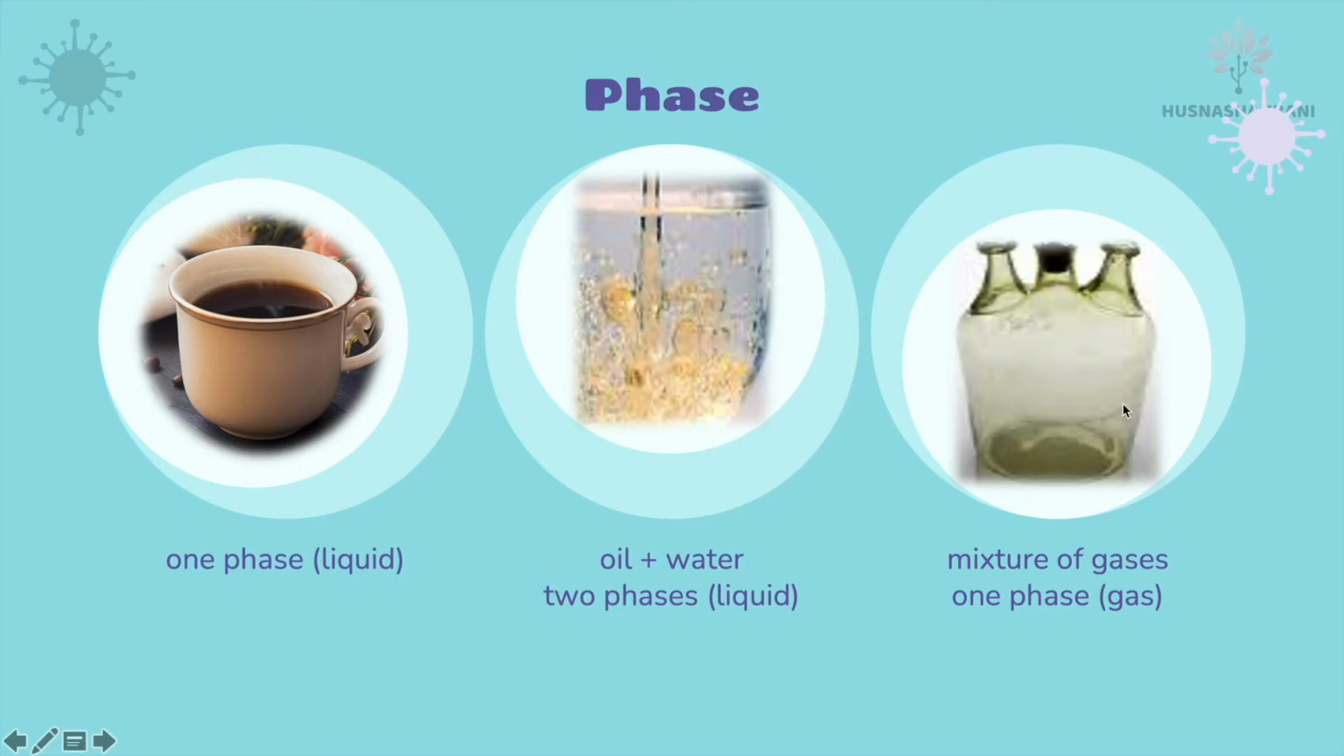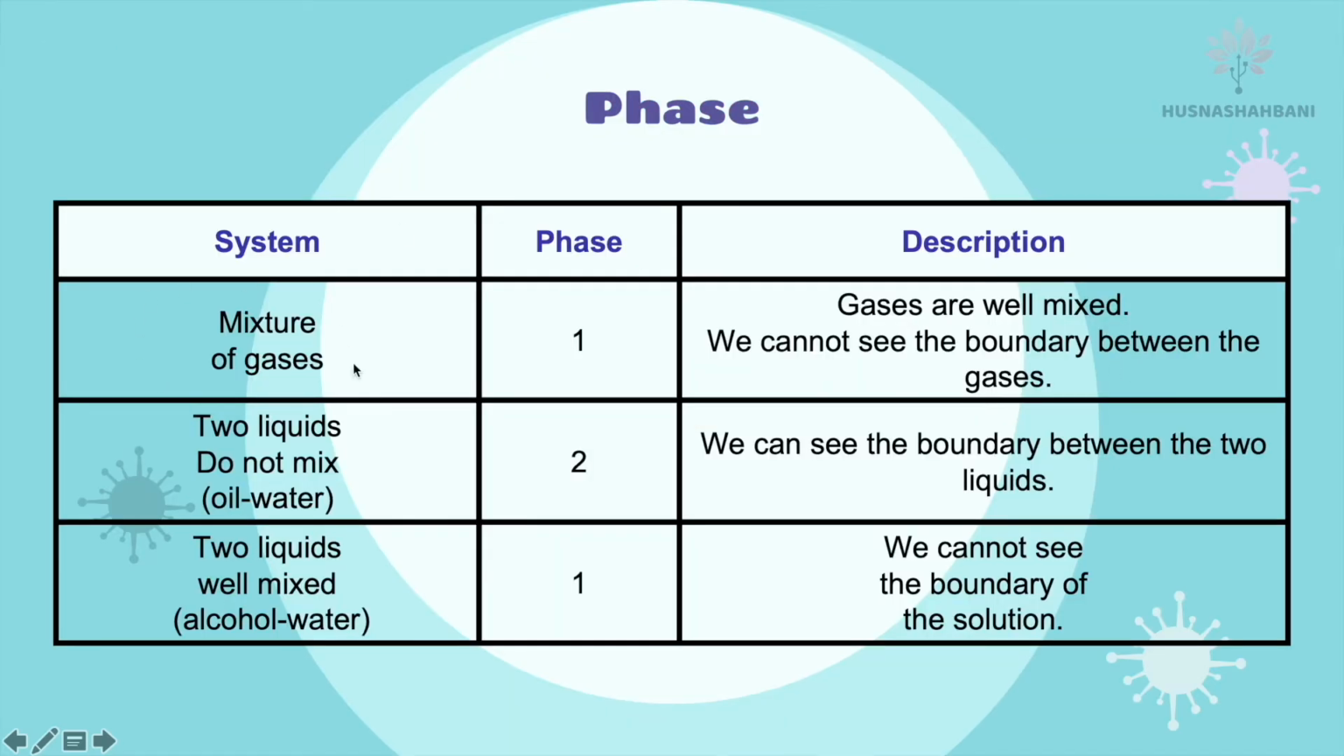This one, mixture of gases. We cannot differentiate which type of gases, one by one, so this is one phase. It's in gas form. Mixture of gases, one phase. Gases are well mixed. We cannot see the boundary between the gases. You cannot differentiate the gases.